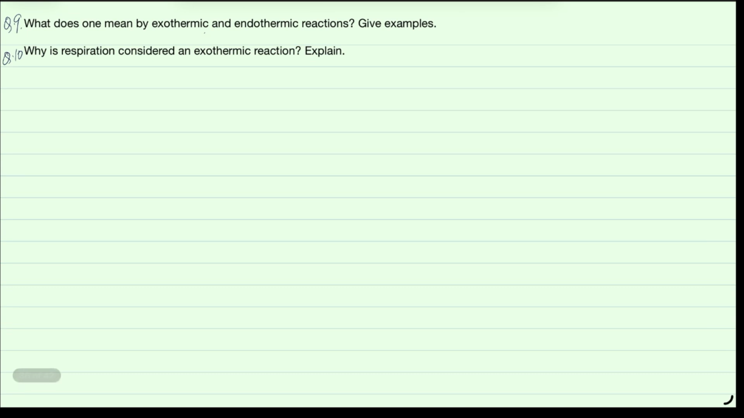What does one mean by exothermic and endothermic reactions? Give examples. Exothermic reaction and endothermic reaction. Now consider an example like A and B reacting to form product P, and during this reaction heat is given out in the surroundings.